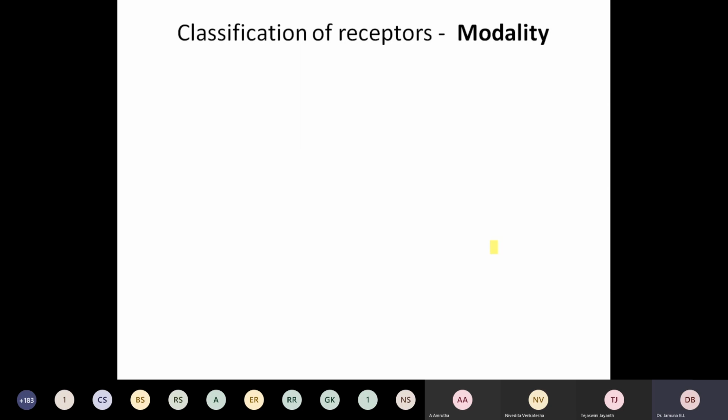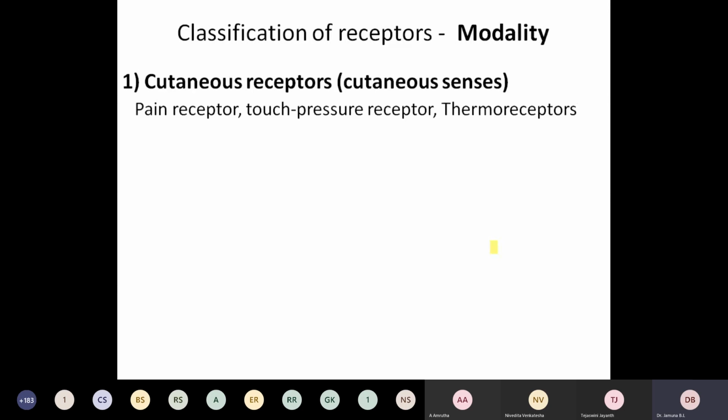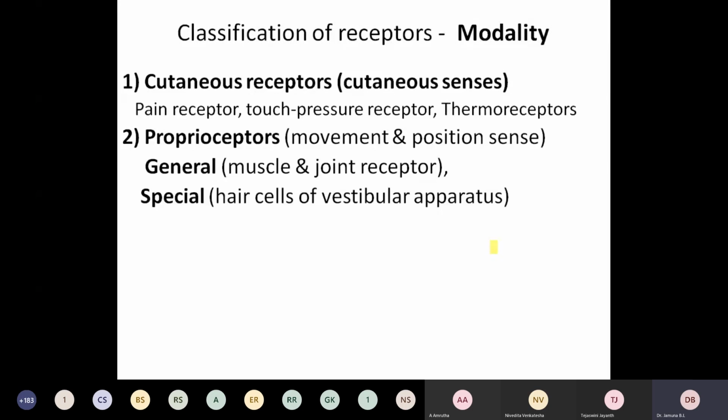Based on modality, meaning the type of sensation it is perceiving, you can classify the receptors into cutaneous receptors, which sense cutaneous sensations like pain receptors and touch receptors, and proprioceptors, which sense movement and position. For this, the receptors are located deep in the muscles and joints. We can classify these proprioceptors into general and special proprioceptors.